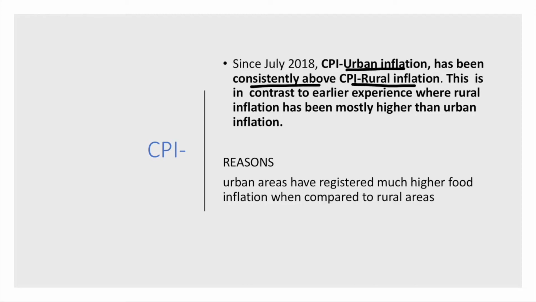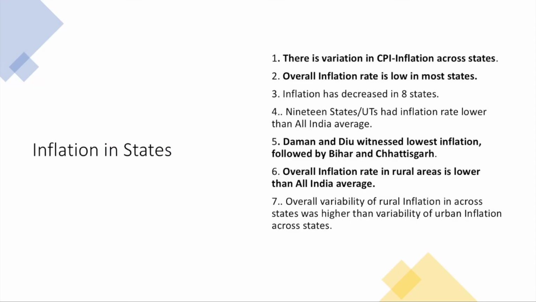And what are the reasons for that? Urban areas have registered higher food inflation. Food inflation is the contributor. It's about inflation in states. It makes some observations, like in some states inflation has increased, whereas in other states inflation has decreased. So there is a variation in CPI inflation.